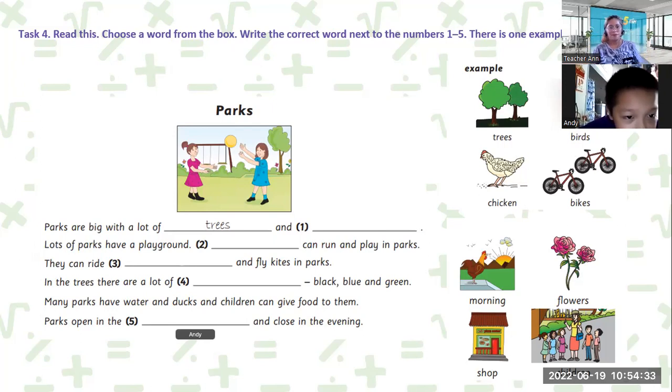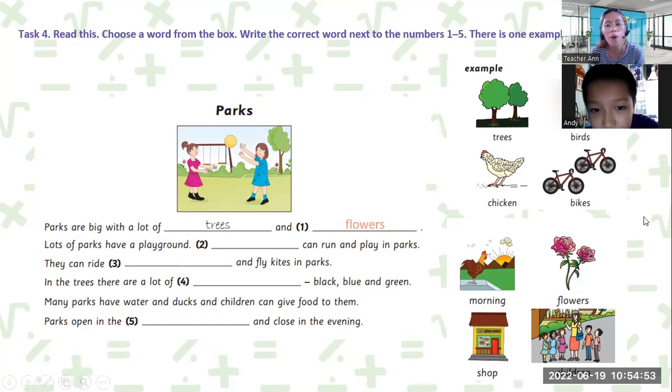Pack a big lot for cheese. Okay, and a lot of cheese, and a lot of birds. Birds, let me see. Birds. Okay, flowers. Trees and flowers. Now continue. Go, continue. You read.